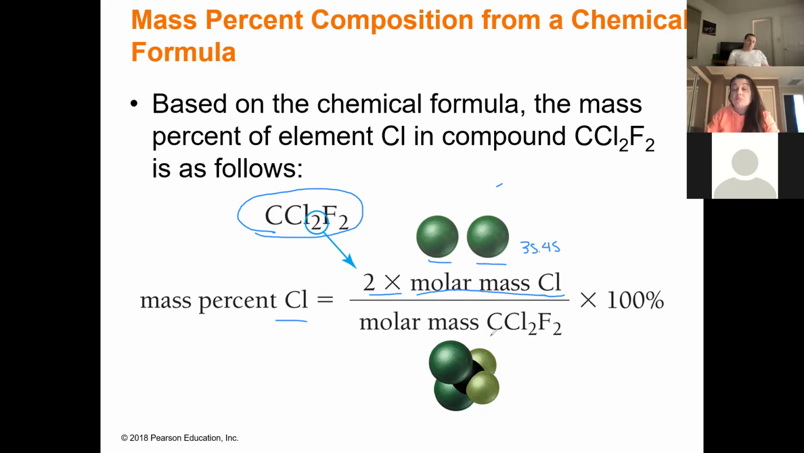So I would take the mass of 1 carbon, 2 chlorines, and 2 fluorines. Carbon has a mass of what? 12.01, and there's 1 of them. Chlorine has a mass of 35.45, and I have 2 of them. Fluorine has a mass of 19, and I have 2 of them. So the total overall mass on this thing should be 12.01 plus 35.45 plus 2 plus 19.